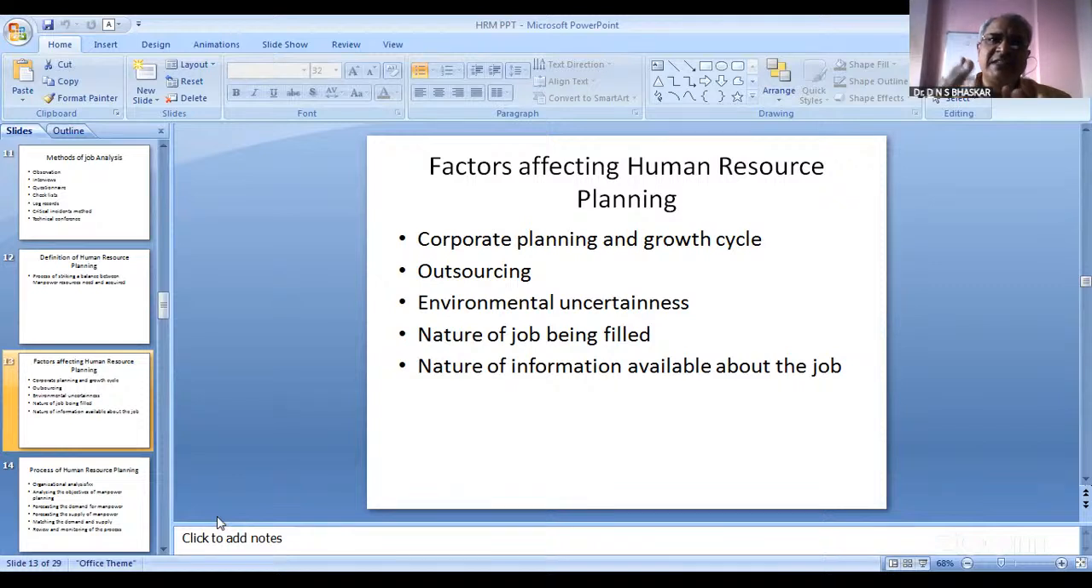What is the growth stage of the organization? Is it in the basic stage, or the induction stage, or the mature stage, or the highly mature stage, or the decline stage? So, in which growth stage of the cycle is the organization now? That is one factor. The second important factor is outsourcing.